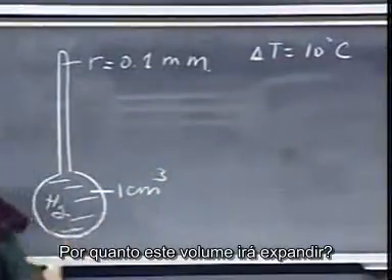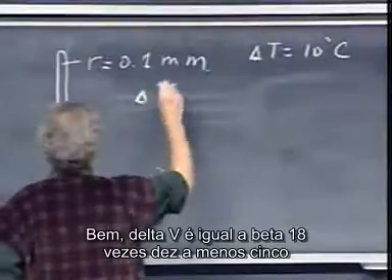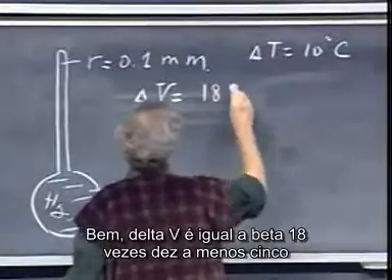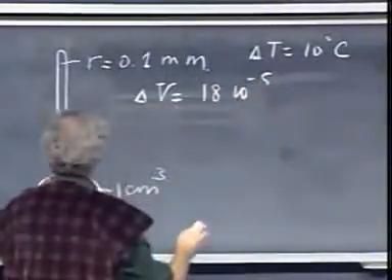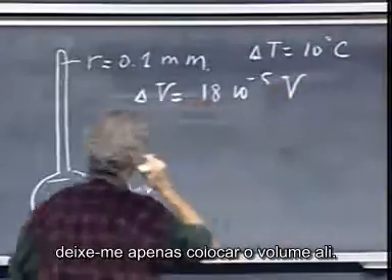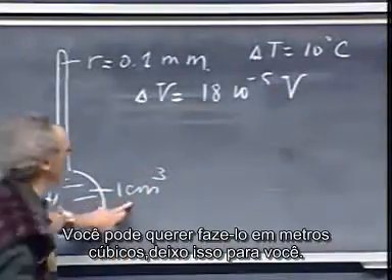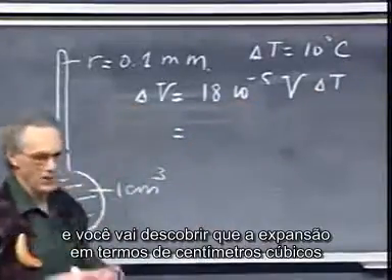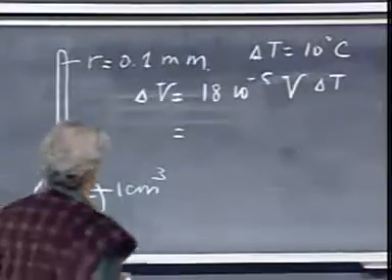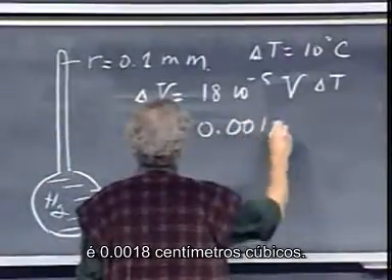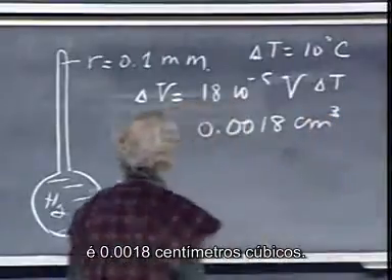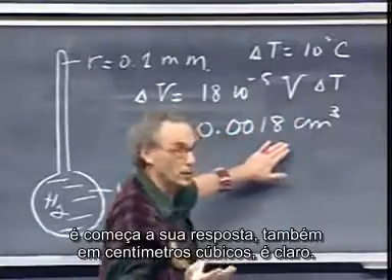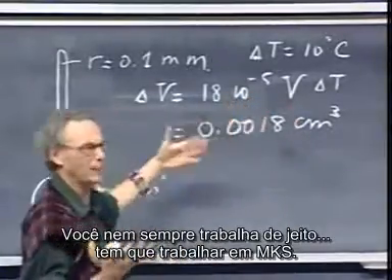So by how much will this volume expand? Well, delta V equals beta, 18 times 10 to the minus fifths, times the volume, which is 1 cubic centimeter. Let me just put the volume in there. You may want to do it in cubic meters. I leave it up to you. Times the delta T. And you will find that the expansion in terms of cubic centimeters is 0.0018 cubic centimeters. See, if you leave V in cubic centimeters, which you can do, then you get your answer also in cubic centimeters, of course. You do not always have to work MKS.